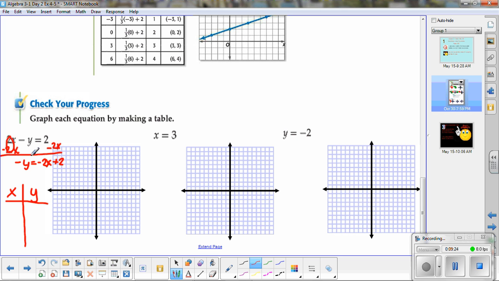Now, if I want a positive y, I'm going to have to multiply both sides by -1. If I multiply negative y by -1, I get y. And if I multiply this entire side by -1, using distributive property, a -1 times -2x is positive 2x, and a -1 times 2 is -2. So this really is the same thing as y equals 2x minus 2.